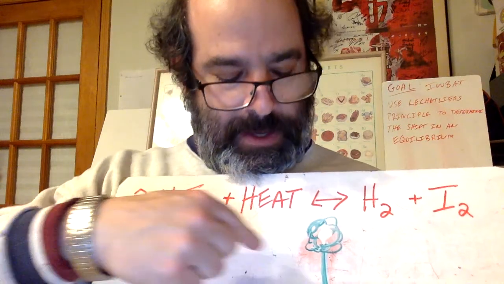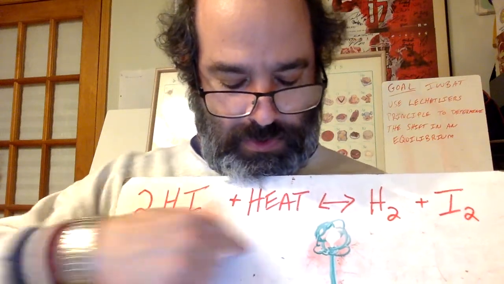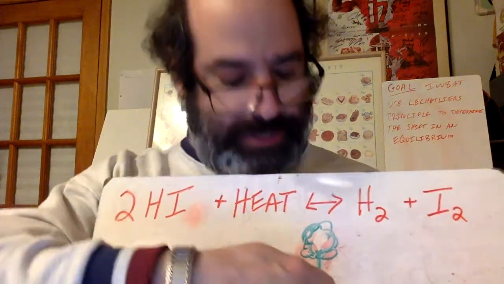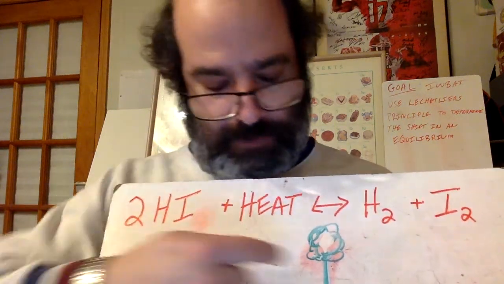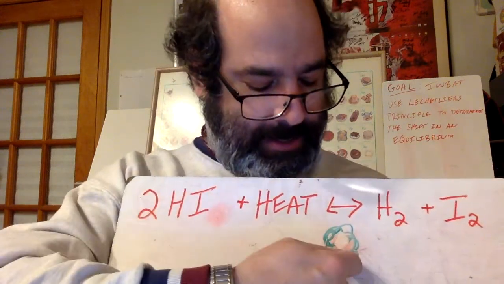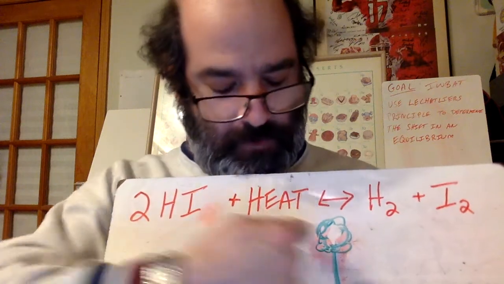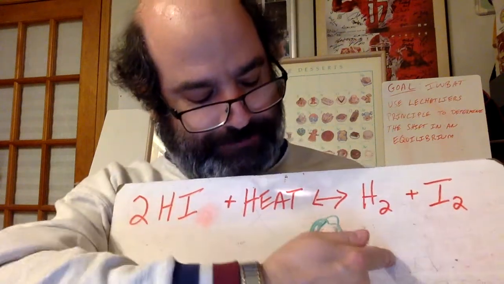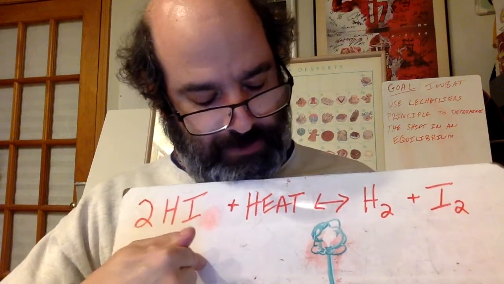If you dug a hole on this side, then the tree would fall in the hole. So if you take away heat or you take away HI, the tree is going to fall to fill in that hole. So it's going to go this way, shifting the equilibrium to fill the hole.